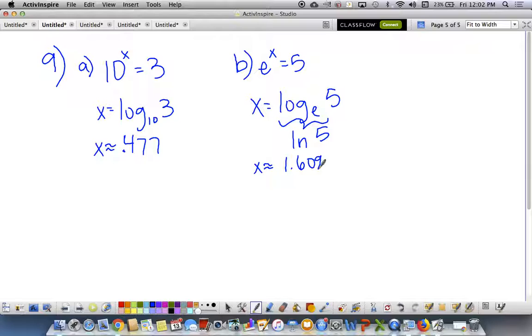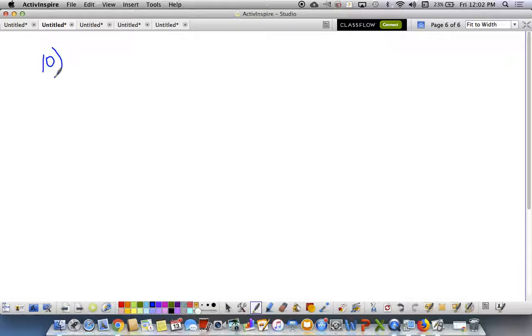Number 10. We did some of these problems. There's always room for more. Log base 3 of 27 equals 2b plus 1. Can you solve for b? We're rearranging just like we just did.